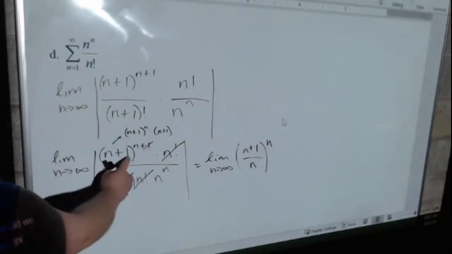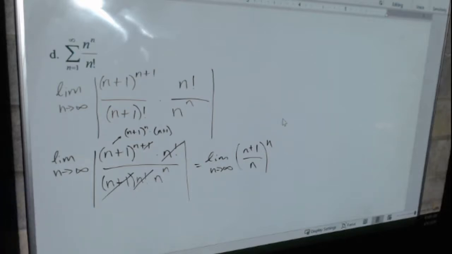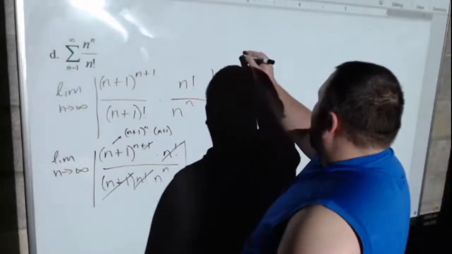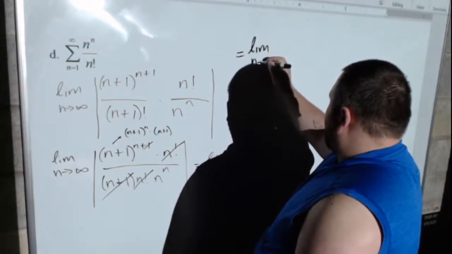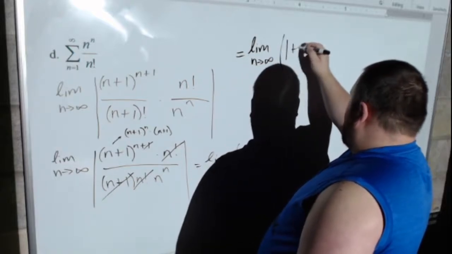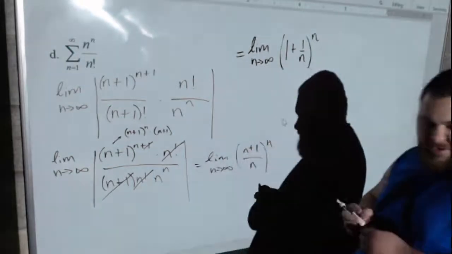Right, there is n plus 1 to the n divided by n to the n. That's all to the n power, so I can put it all together as one fraction. And if I rewrite this, I'd like you to tell me if you recognize it. Does anyone recognize that limit?